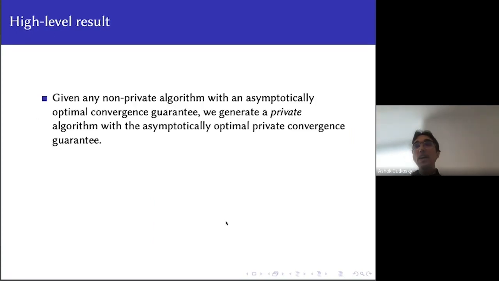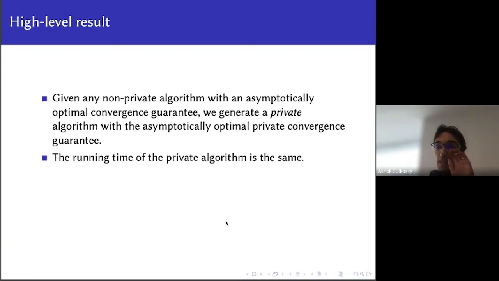Okay, so again, at a high level, what we're going to do is take some non-private algorithm that has an optimal worst case convergence guarantee, and then we'll be able to generate from it a private algorithm that also has the optimal worst case convergence guarantee, but now is having the optimal private worst case convergence guarantee. The running time will be the same, so we'll not incur any significant overhead in terms of running time or space complexity or anything like that.